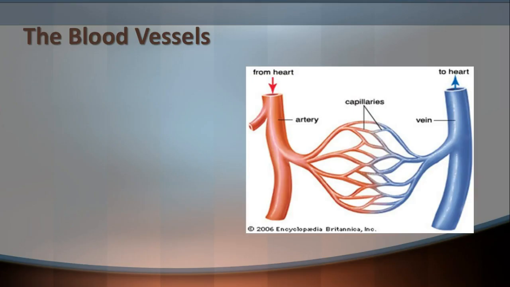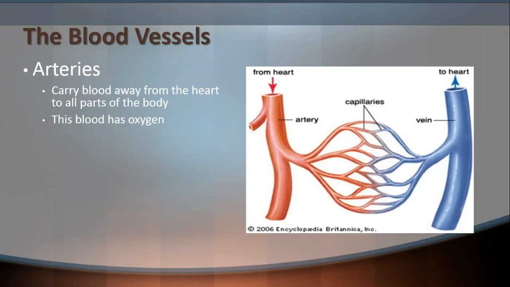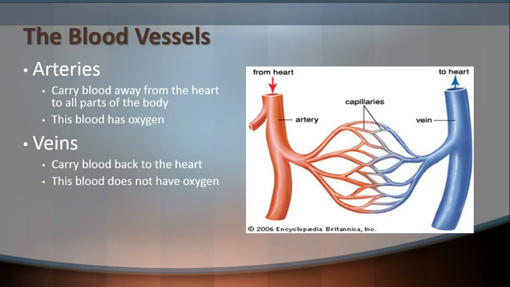As blood travels away from the heart, it leaves the heart through arteries. The aorta branches into arteries, and those arteries branch into even smaller arterioles. So arteries carry blood away from the heart to all parts of the body. This blood has oxygen in it because it's coming from the heart, and it's already been to the lungs to refuel and get oxygen. So arteries have blood in them that is oxygenated. Veins carry blood back to the heart. This blood typically does not have oxygen in it because it's given it all away.